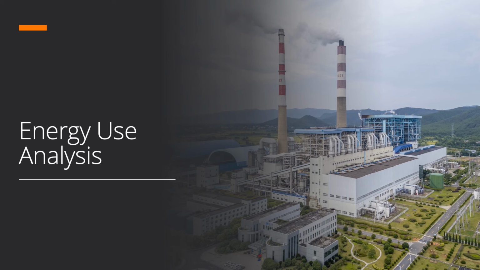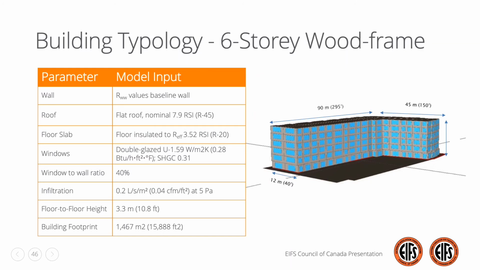The simulation software used was eQuest 3 64-bit edition. Using whole building simulation, the model was able to account for a much broader range of inputs than would be accounted for if we just modeled a portion of the wall area. So we look at wall, roof, floor slab, windows, window to wall ratio, air leakage, floor to floor height, and the building footprint.